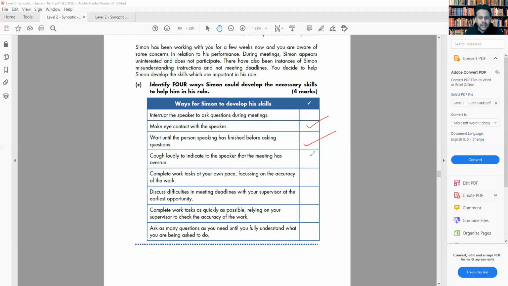Cough loudly. No, we don't have to worry. We don't have to read that. We're not going to cough loudly. Complete work tasks at your own pace. No, we don't want to complete our work on our own pace. We cannot say like, oh, I want to do it from home. It's not going to work.